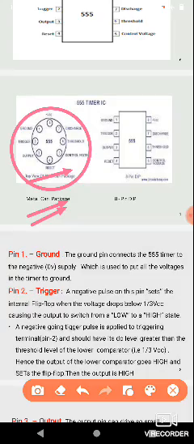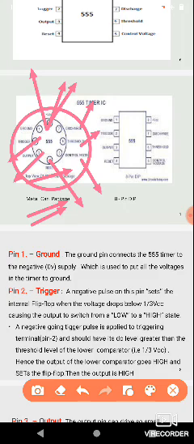Here also, the first pin is the ground pin, the second pin is the triggering input, the third pin is the output pin, the fourth pin is the reset pin, the fifth pin is the control voltage, the sixth pin is the threshold voltage, and the seventh pin is for discharging. Mainly, the 8th pin is the power supply. Pin 1 is for ground and pin 8 is the power supply.